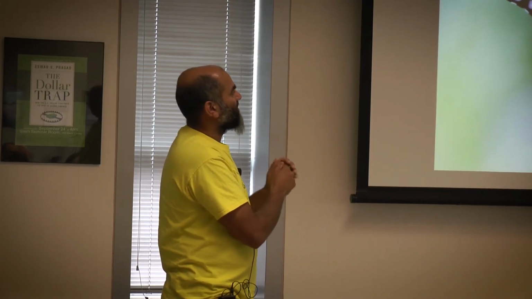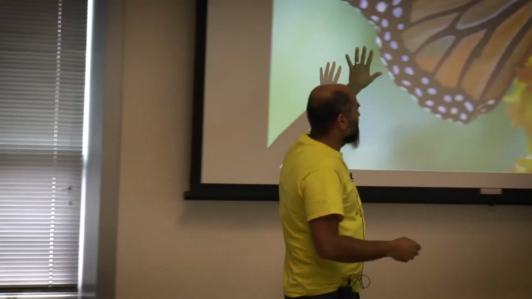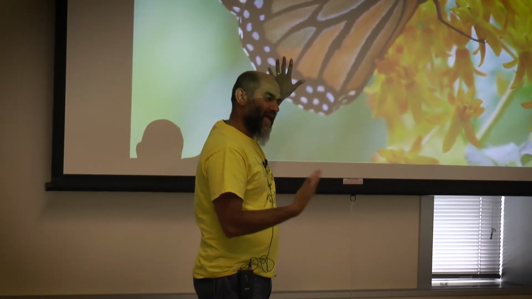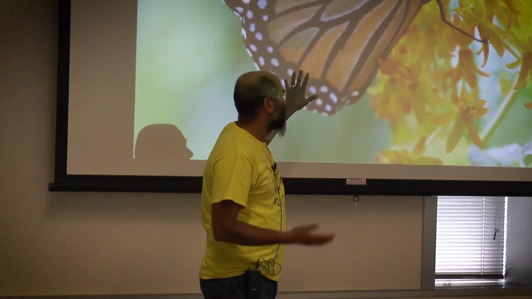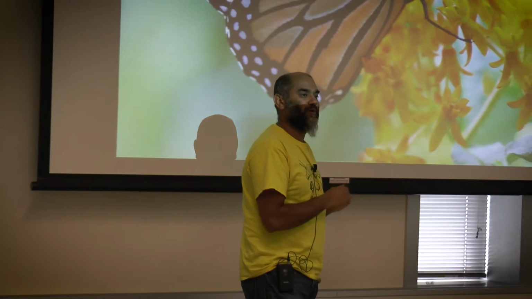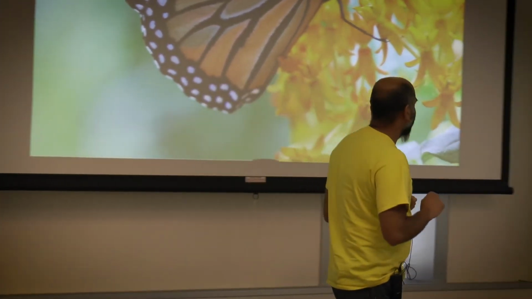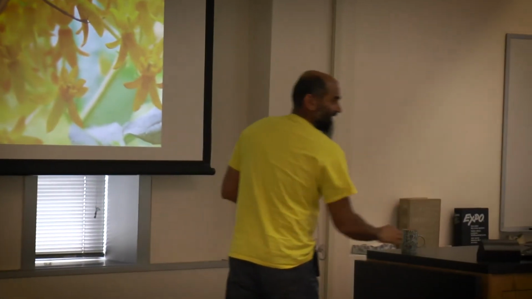And in this case, the monarch and the milkweed, the butterfly is an antagonist or an enemy or an herbivore or a predator, or whatever word you want to use, of the milkweed plant. And I thought I would just share with you the reason why that's the case.